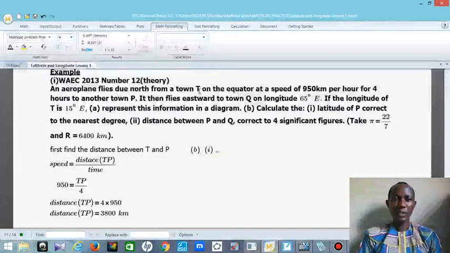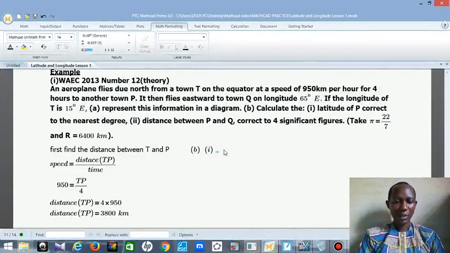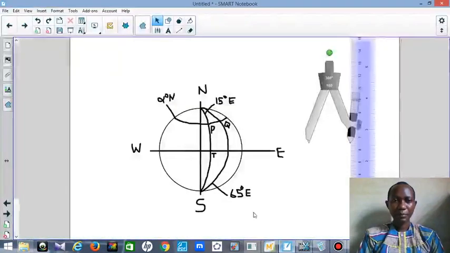Remember, the distance between P and T. If you can get the distance between P and T, you are okay. And you remember how we calculate our distance. Let me show it on the diagram again. So, distance T to P. You can see that T and P are standing on a great circle.